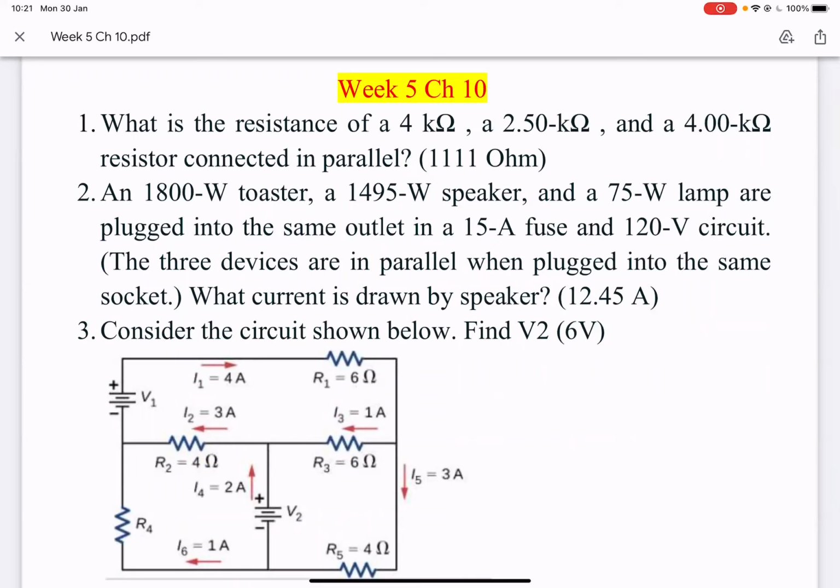Here we have problem number 1. Okay, let's look at problem number 2. Problem number 1 is just to find equivalent resistance. It's easy, so you can solve it yourself. Problem number 2.